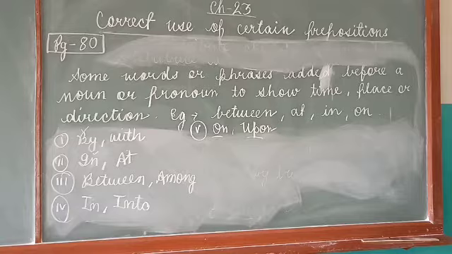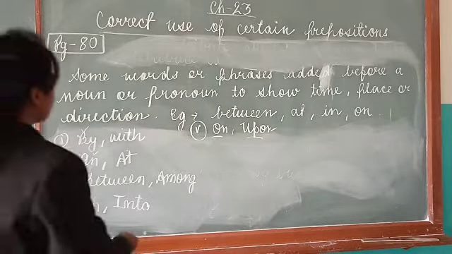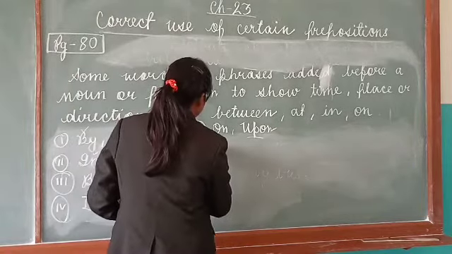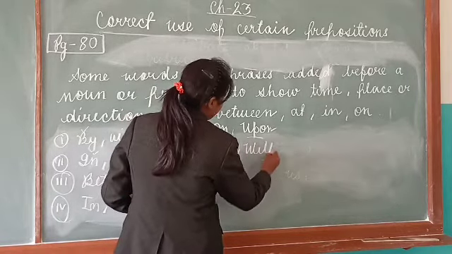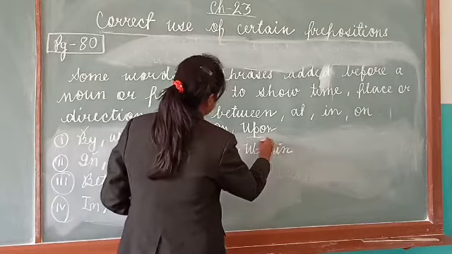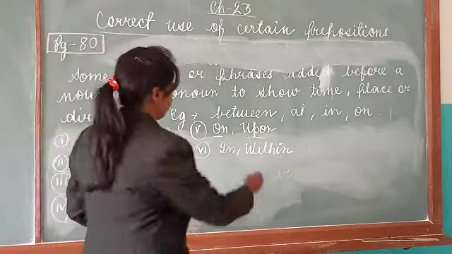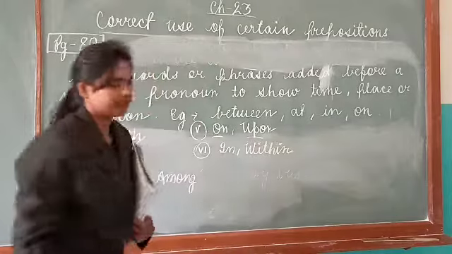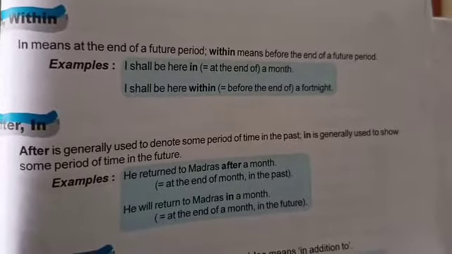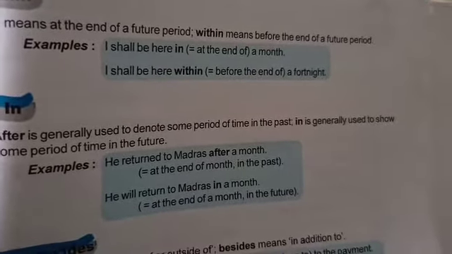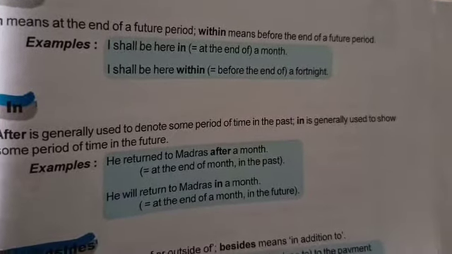Now we will talk about in and within. Next type of preposition is what? In, within. When to use in and when to use within. In means at the end of the future period. Within means before the end of the future period. Now, if you carefully see the example, it will be clear to you.